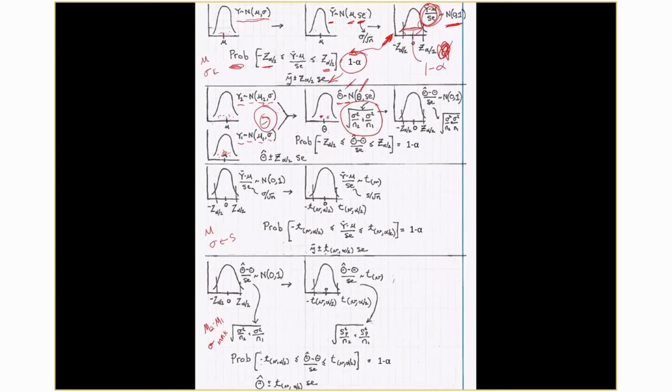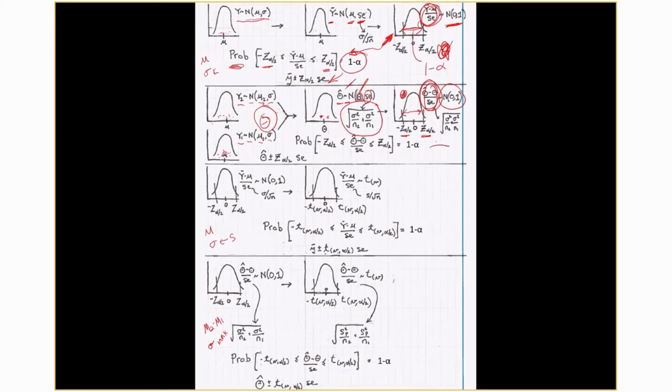We can subtract theta, divide by standard error. That gives us this. This thing has a standard normal distribution. Once we've got a standard normal distribution, we're off to the races, because we know that 1 minus alpha would be the proportion of these guys that would exist between minus z alpha over 2 and plus z alpha over 2. So this is a graphical representation.